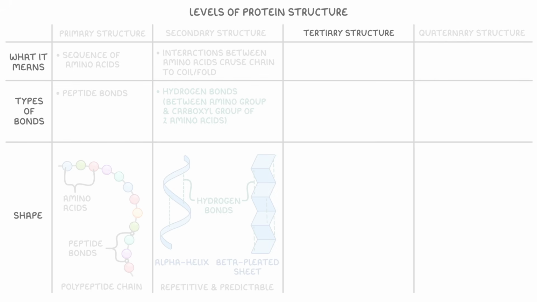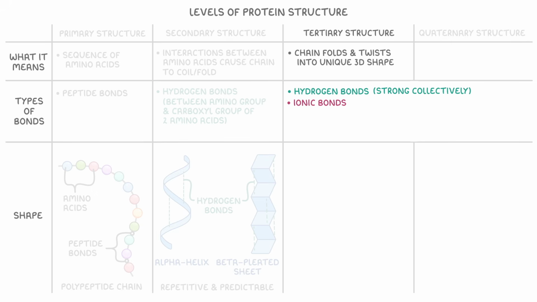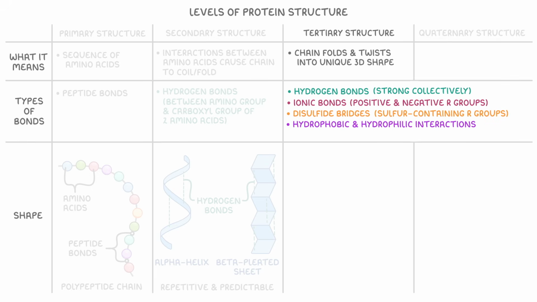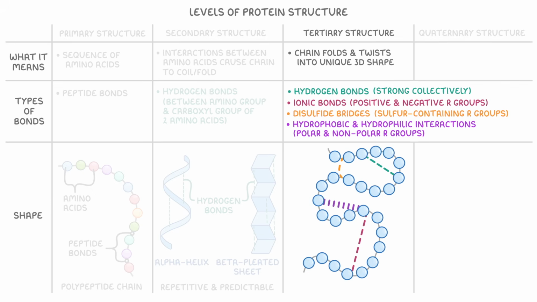This tertiary structure is where the polypeptide chain folds and twists into a unique three-dimensional shape. The structure is stabilised by various bonds and interactions, including hydrogen bonds, which are weak individually but strong collectively, ionic bonds between positive and negative R groups on different amino acids, disulfide bridges that exist between sulfur-containing R groups, and hydrophobic and hydrophilic interactions between polar and non-polar R groups. And importantly here, it's this complex folding that gives the protein its specific function.